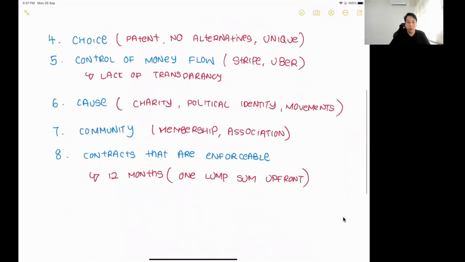And of course, we also talked about community, whether you share the same identity or even a membership association with your community. And last but not least, contracts that are enforceable. Instead of charging monthly, you can charge for a longer period, for example 12 months or even 24 months, where you collect the money upfront and lock in the customers for 12 or 24 months. That will really increase the recurring revenue of your subscription business.